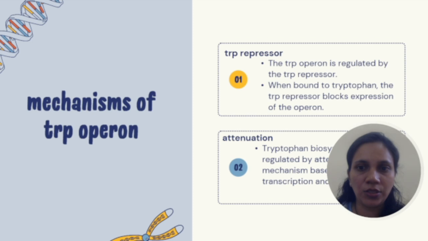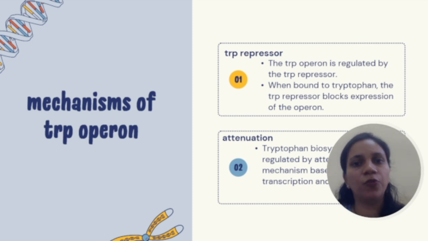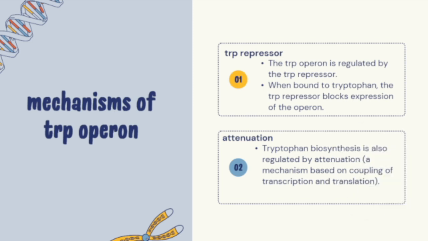There are 2 mechanisms involved in the tryptophan operon. The very first one is the trp repressor, and the second one is attenuation. As opposed to the lac operon, where attenuation was not there. Now what are these 2 different mechanisms? When we are talking about the trp repressor, we are actually stopping the transcription at the initiation level itself, so there is no production of any sort of mRNA whatsoever. So this is entirely regulated by the trp repressor.